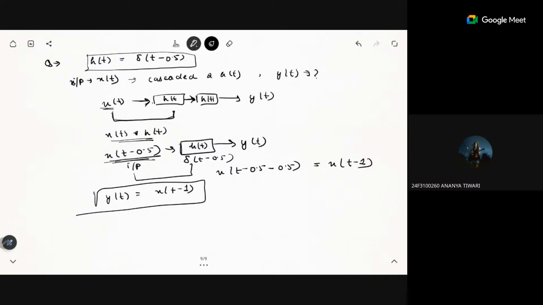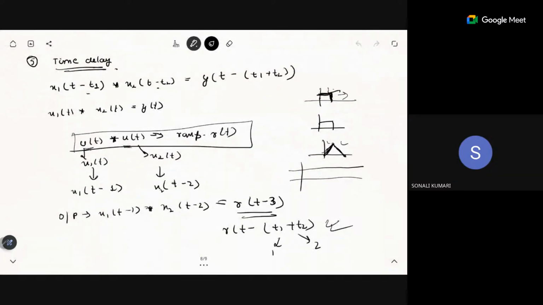Any doubt? Yes, Sonali, tell me what's the doubt? Ma'am, why are we not using the limits minus infinity to infinity here, as per the definition of convolution? Here we are not doing it in that manner. The limits are always there.